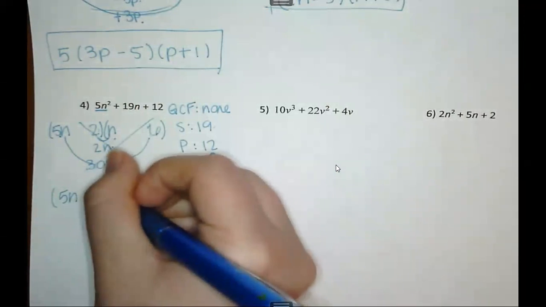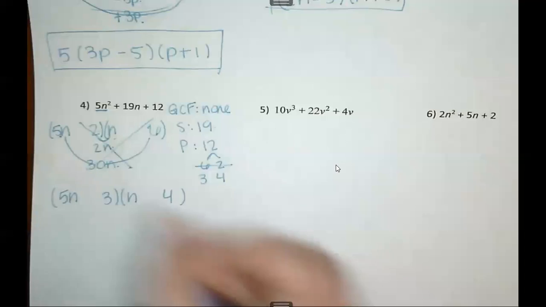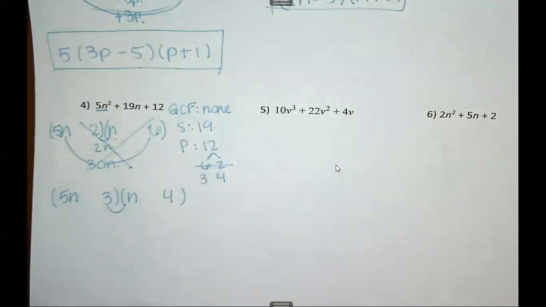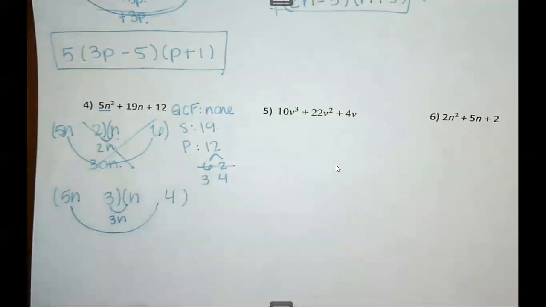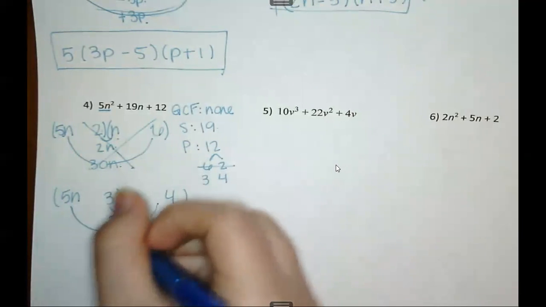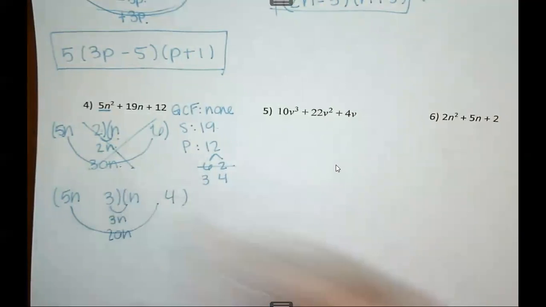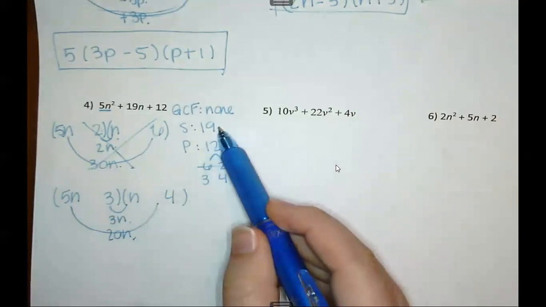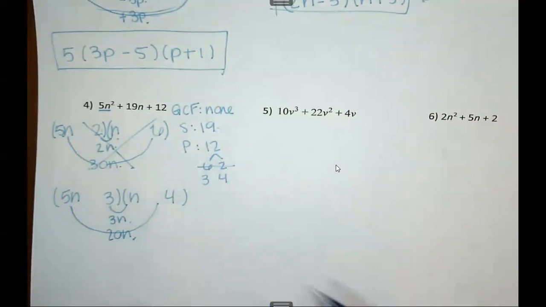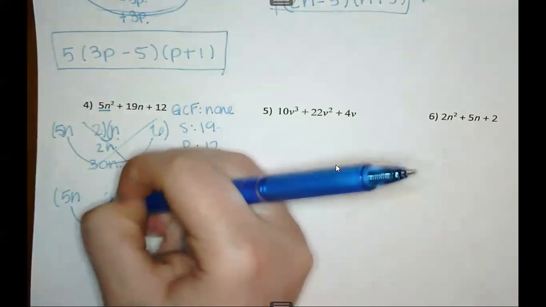And we can try our 3 and 4. So I check the inner. This is going to give me 3n. And I check the outer, and this gives me 20n. So 3 and 20. There's no way to make that give me 19. Okay, so let's try again.